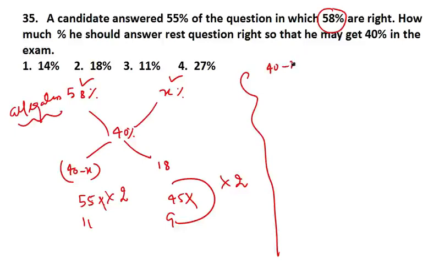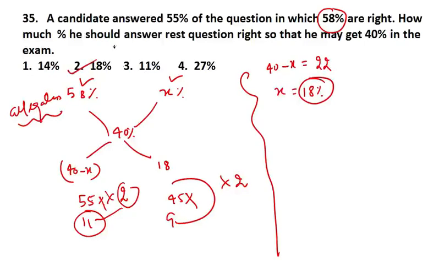40 minus x equals, if you multiply this with 11, you get 22. So x is going to be how much? If you subtract, how much do you get? You get 18%. So the second is your right answer. I hope this is clear.